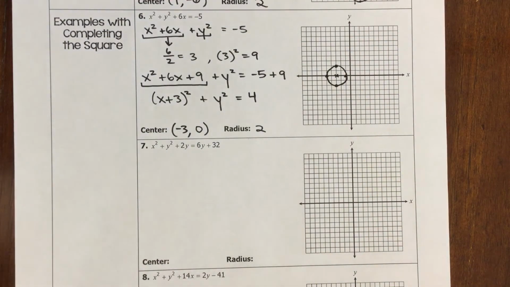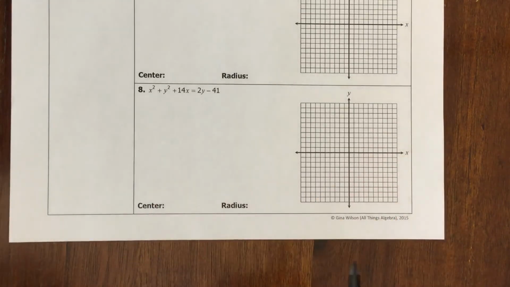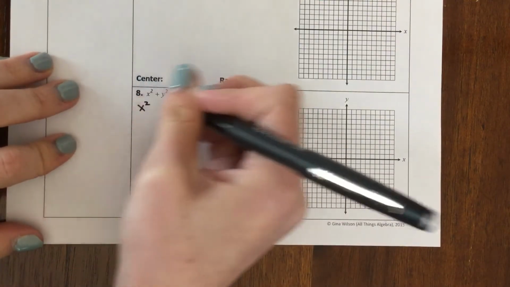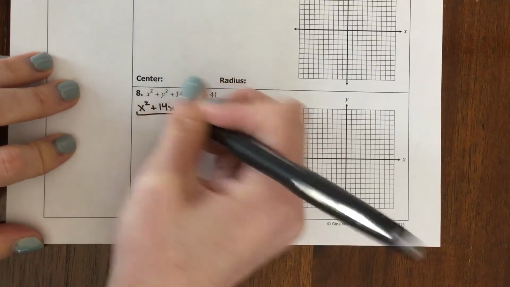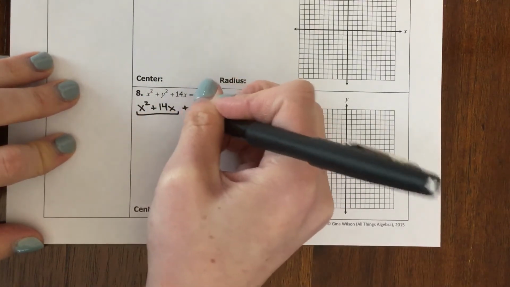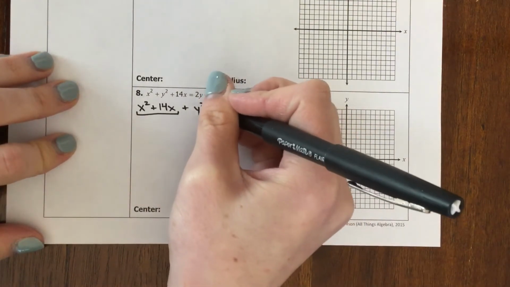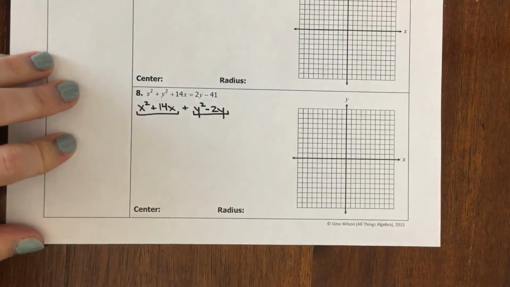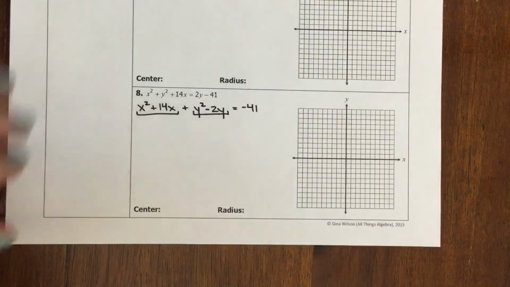Okay, one final problem we will do is number 8. So we're going to complete the square here, group together all the x stuff, group together all the y stuff. So I have x squared plus 14x. So there's my little grouping of x stuff. Plus y squared, this 2y that's currently on the right, I'm going to subtract it from both sides. And that will be a grouping of y stuff. Equals, and then the negative 41 just stays here on the right-hand side.